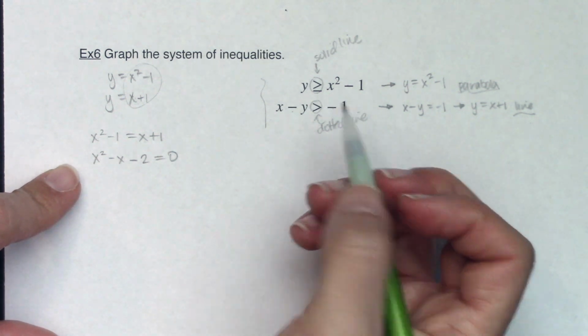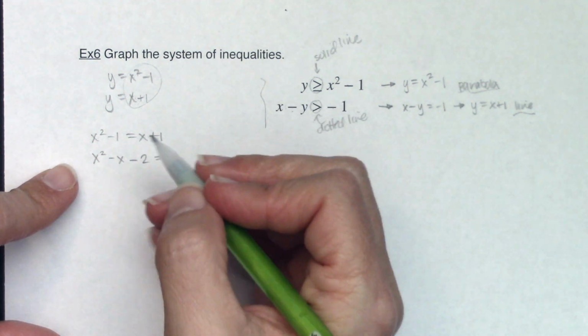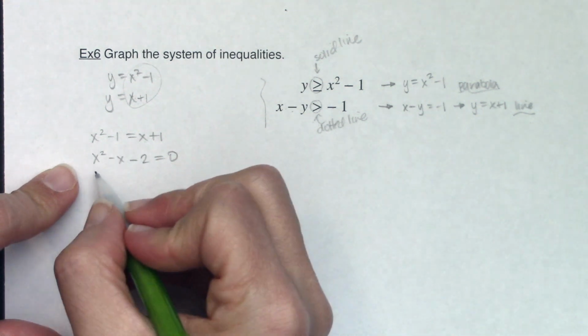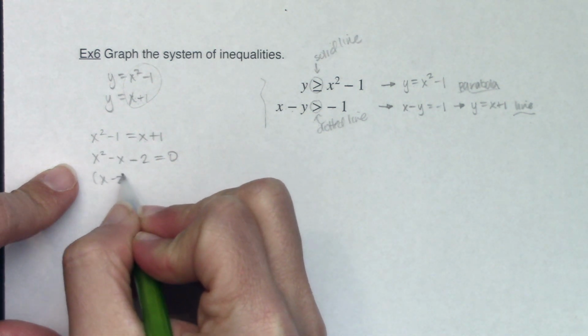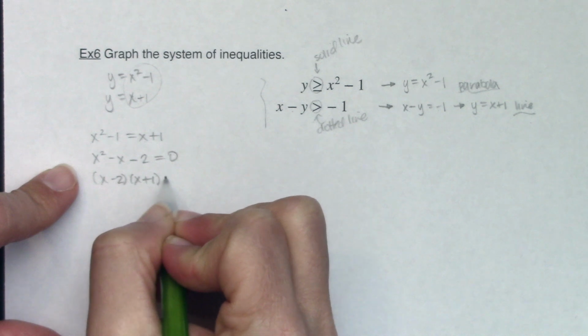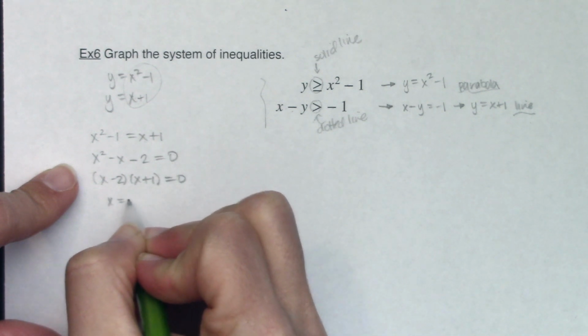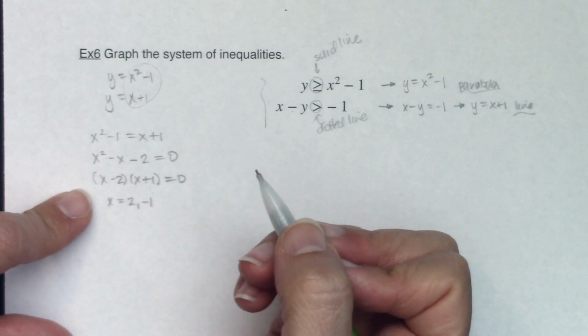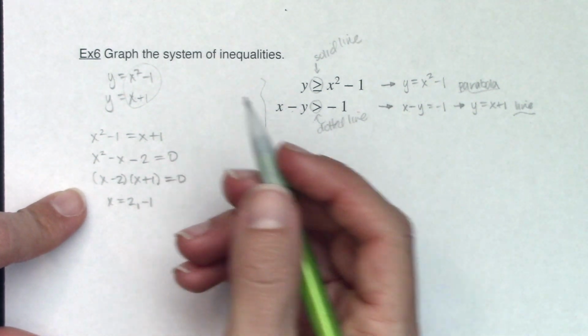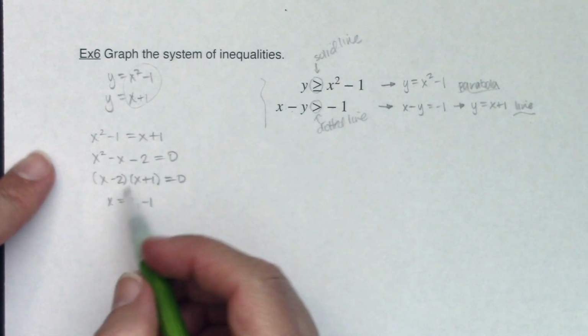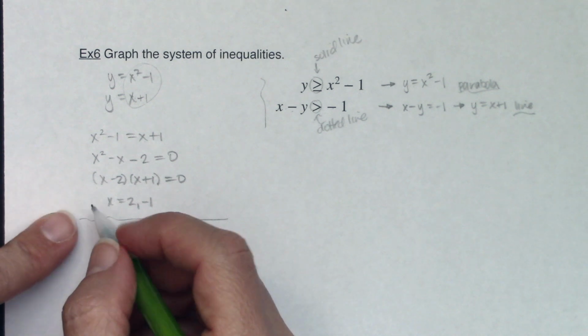Anytime you've got a quadratic equation, you can factor, complete the square, or use the quadratic formula. I'm going to factor. And then I can see I have two zeros. I have one at 2 and one at negative 1. And that's great, but I need ordered pairs if this is going to help me with my graph at all. So let's see what happens.